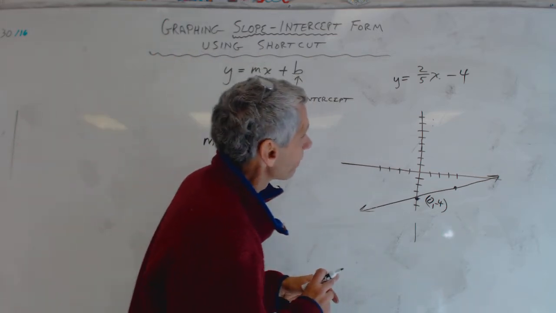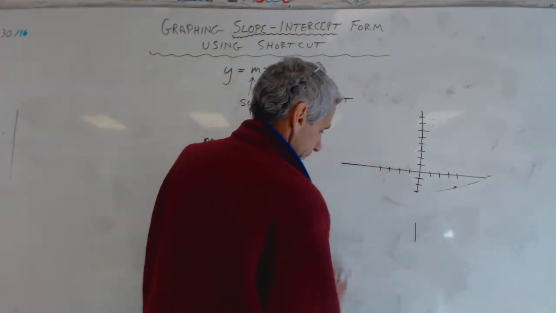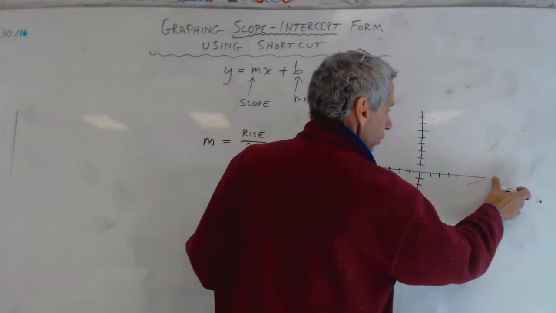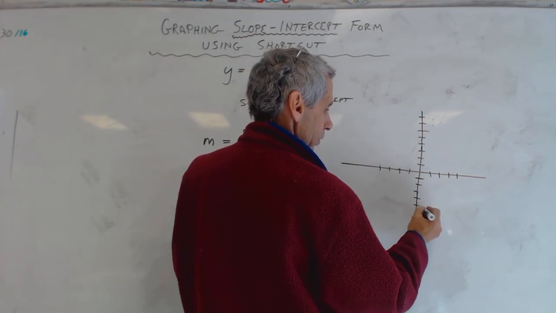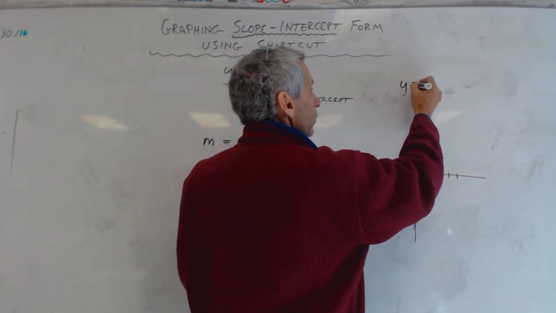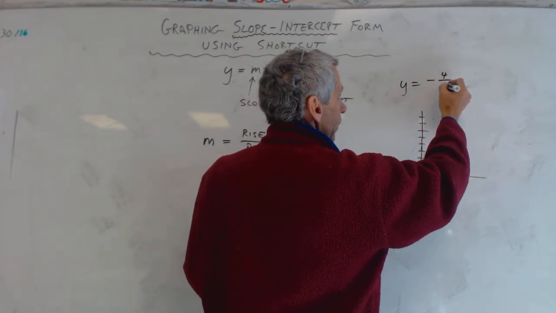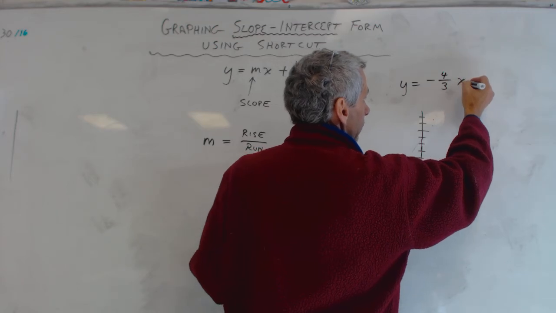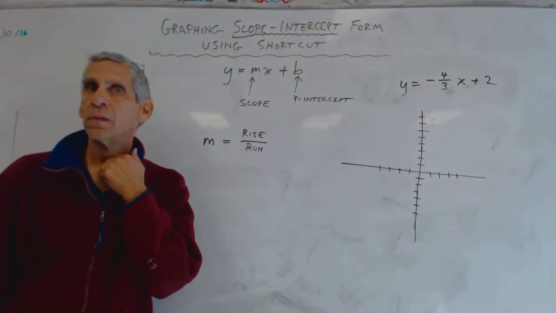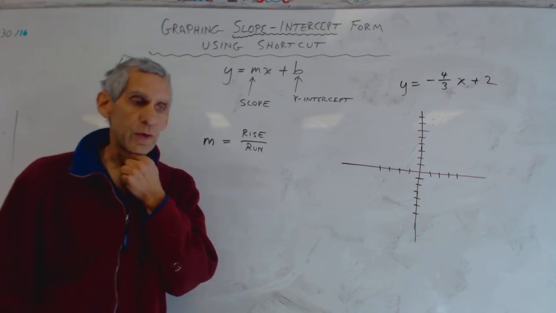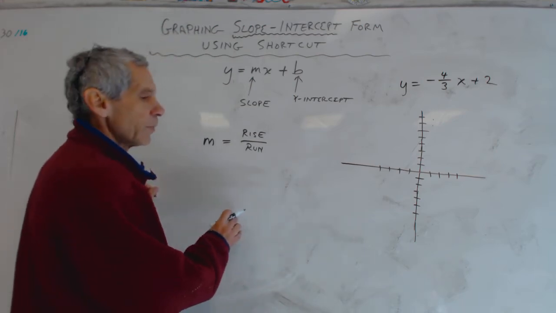All right. Now, what if I did this, though? Let's get rid of that. What if I threw a curveball at you? What if I gave you this? Y is equal to -4 thirds x plus 2. Now, when I have a negative slope, think about it.